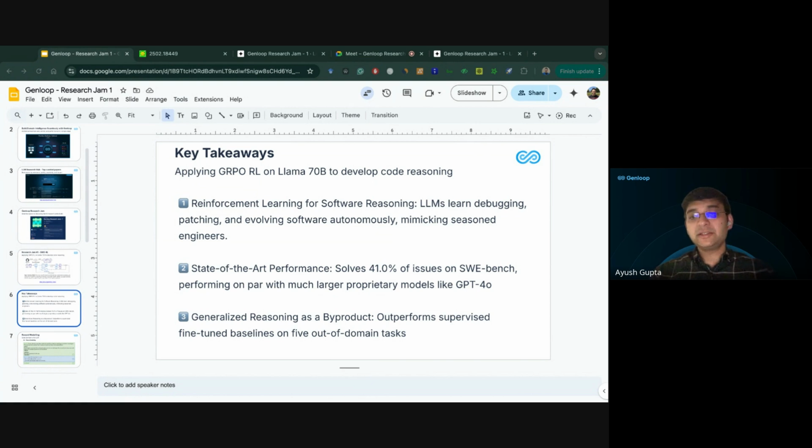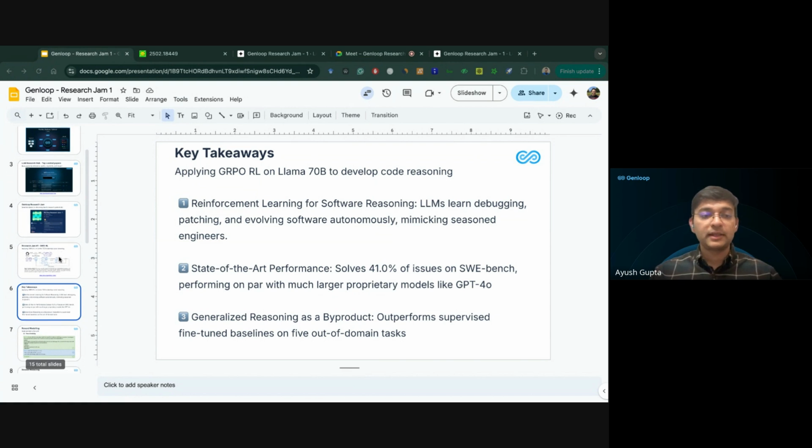So basically, the developed model outperforms supervised fine-tuned baselines on out-of-domain tasks like question answering, etc. So therefore, the reasoning that it has developed for coding was able to give them a value add in other domains as well. So, pretty portable in terms of the reasoning that has been developed.